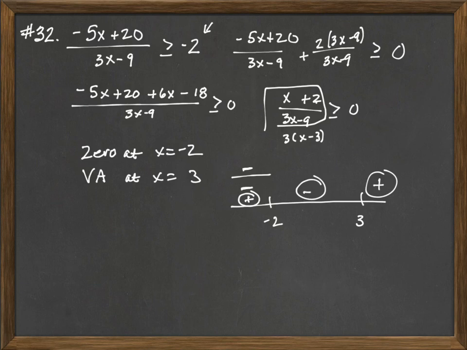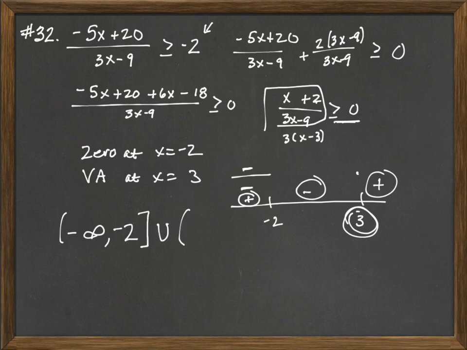It asked where it was greater than or equal. All right, so where did it not exist? It didn't exist here, so this is going to have to be your soft bracket. So where it's greater, that would be -infinity to -2, hard bracket, and then soft bracket 3 to infinity. Okay, that's it for the review.